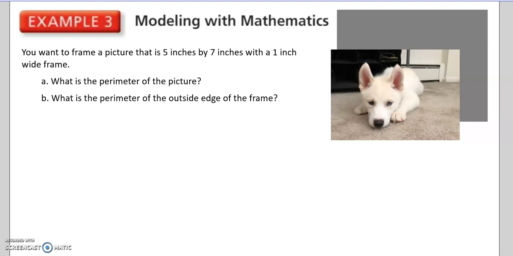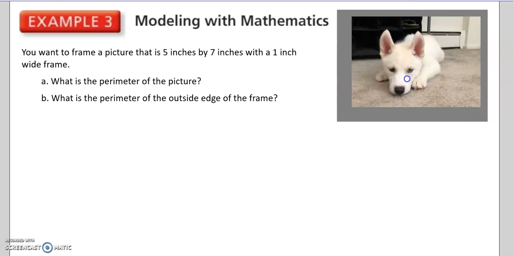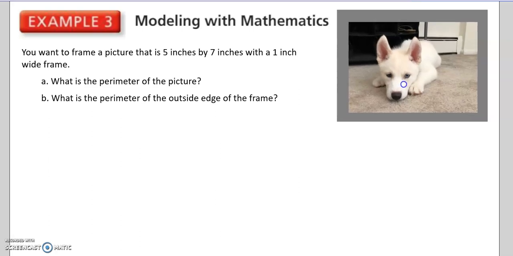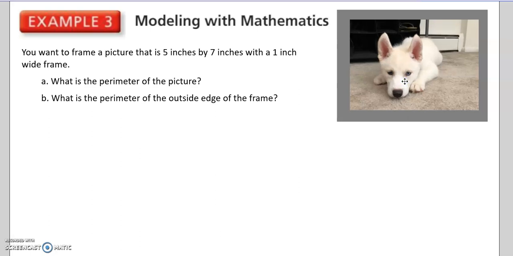Here we go. You want to frame a picture that is 5 by 7. So here's 5 by 7 with a 1-inch wide frame. Okay, so here's my picture. I have a 1-inch wide frame around my photo. What is the perimeter of the picture? So the picture itself, that's talking about this perimeter right here of the picture itself.